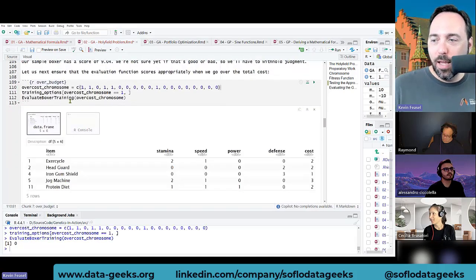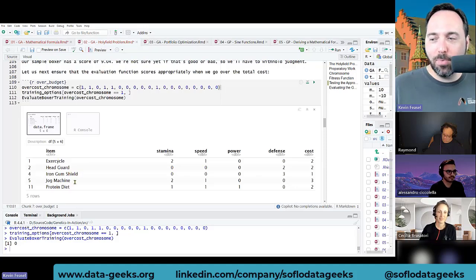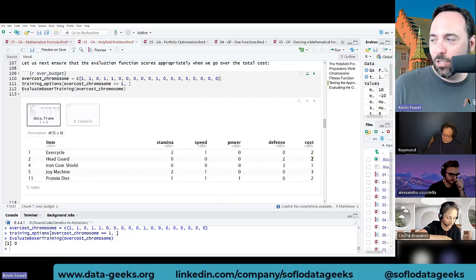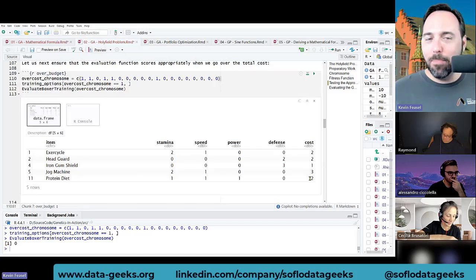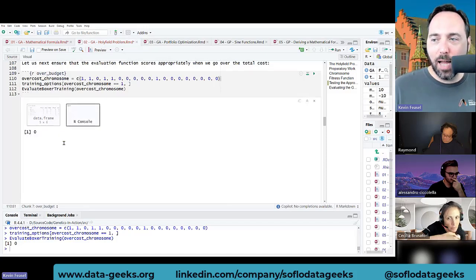So if I run this, I get exercycle, head guard, iron gum shield, jog machine, and protein diet. That is 2, 4, 5, 8, 10. My budget is only 8. I'm trying to spend 10. Not going to work so hot. So my fitness is a 0.